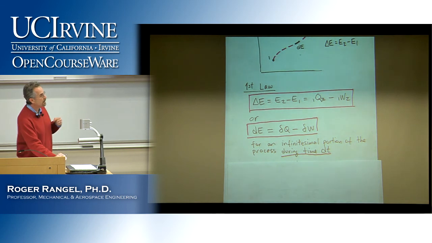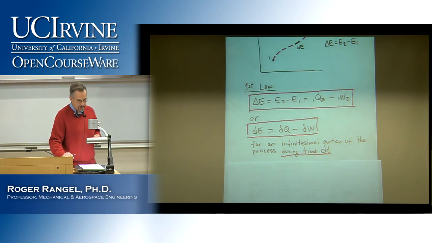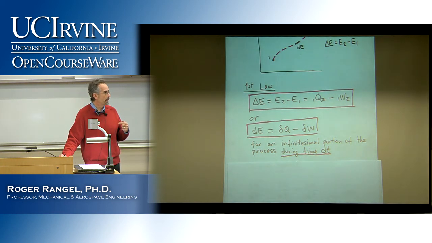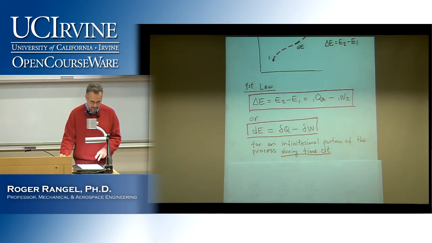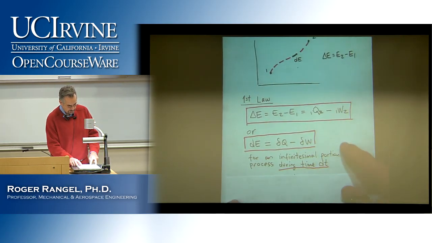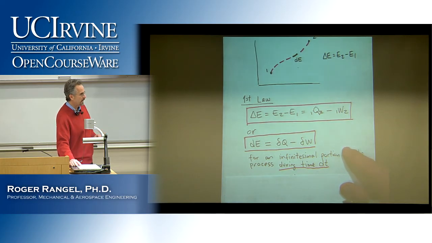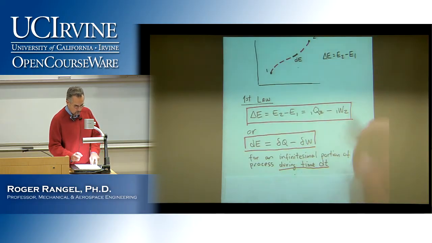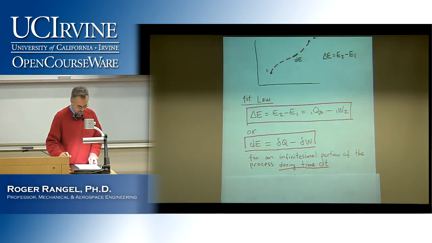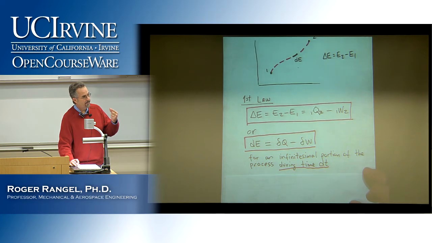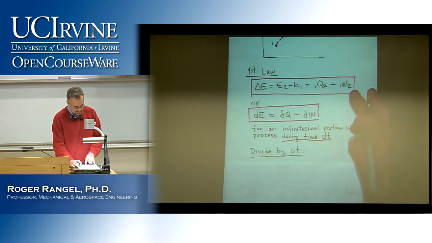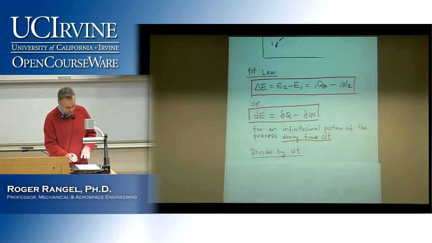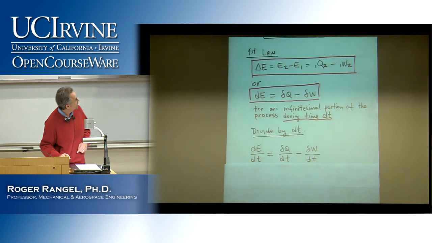Now, the idea of developing a rate form of the equation is because we might be interested in knowing what is happening per unit time. And neither of these equations tells us anything about what's happening per unit time because we're just looking at the total change. Total change from 1 to 2 or total infinitesimal change. But if the infinitesimal change happened over an infinitesimal time that I can measure, then I can divide the second equation by the time. If I divide the second equation by the time, I get that.